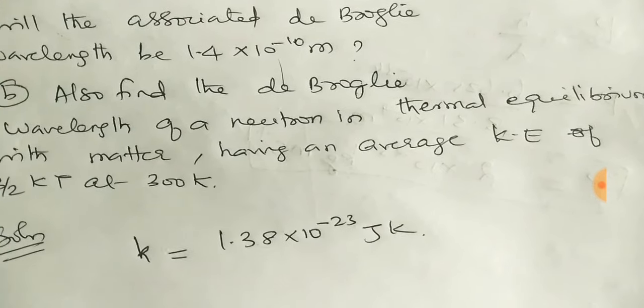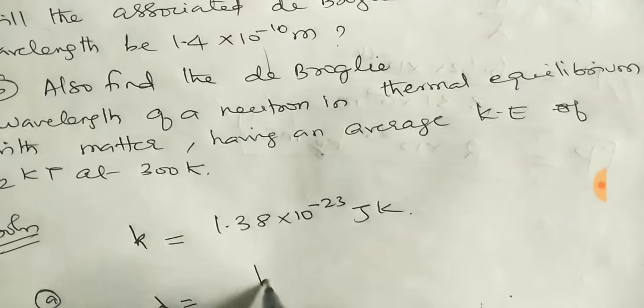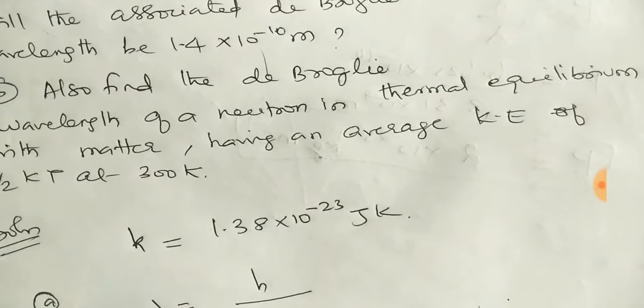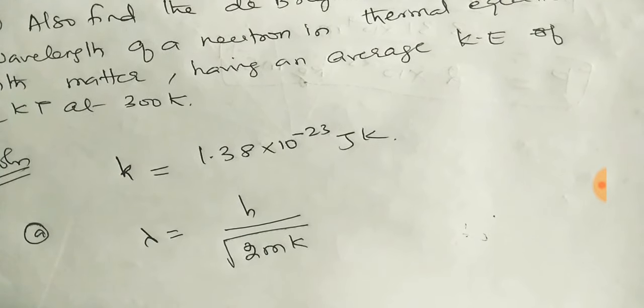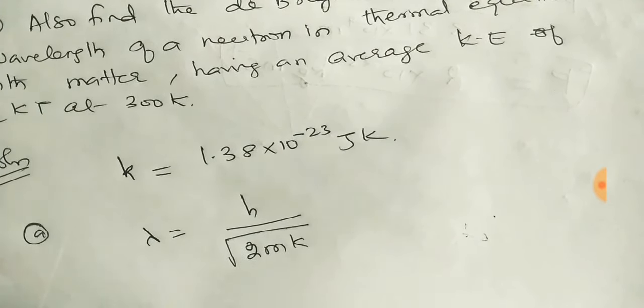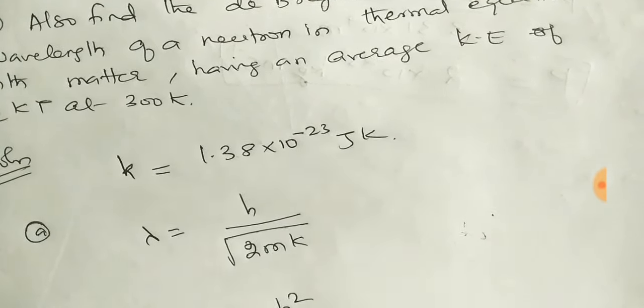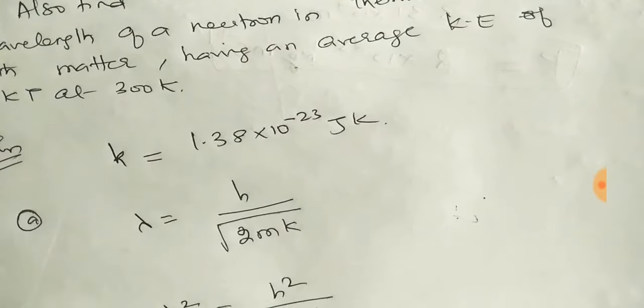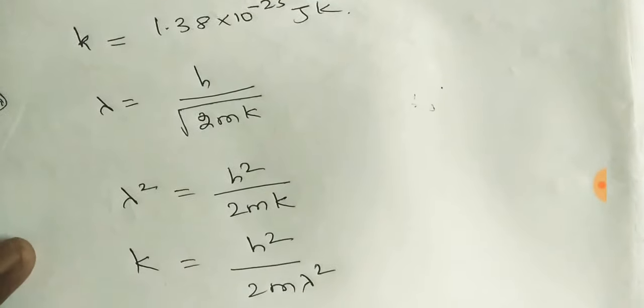Now in the first subdivision we are going to find lambda. Lambda equal to h divided by root of 2mK. Take square on both sides. We will get lambda square equal to h square divided by 2mK. Rearranging, K equal to h square divided by 2m lambda square. Okay, this is the thing, we are taking square on both sides.